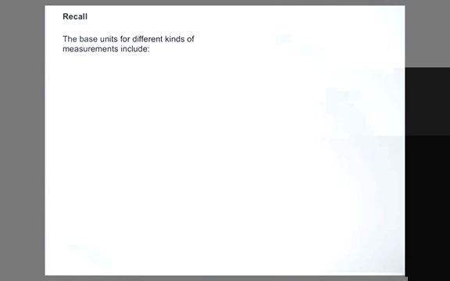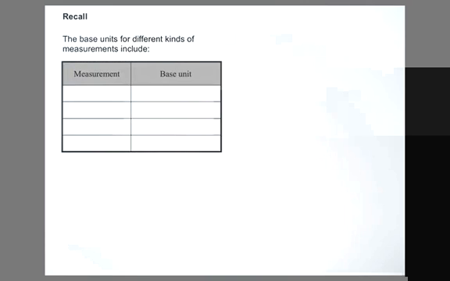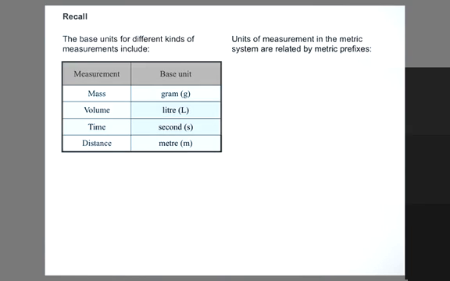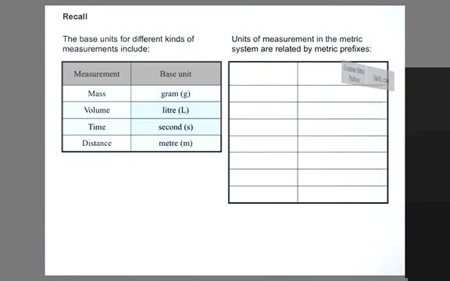The base units for different kinds of measurements include: mass is a gram, volume is a liter, time is in seconds, and distance is in meters. Units of measurement in the metric system are related by metric prefixes.